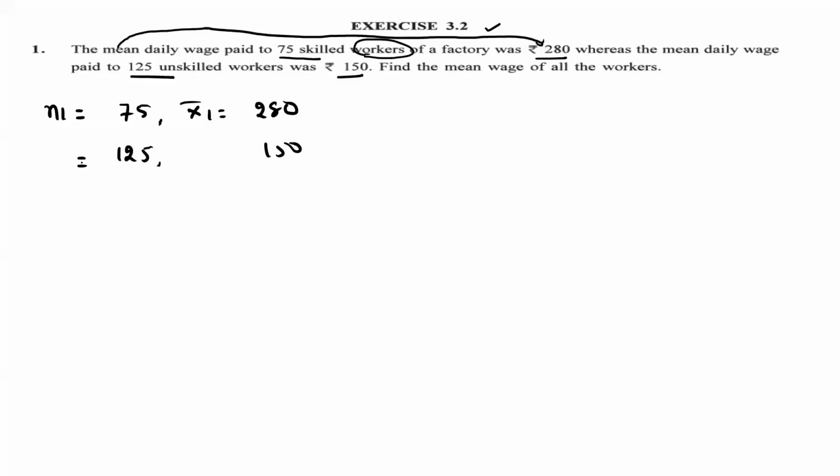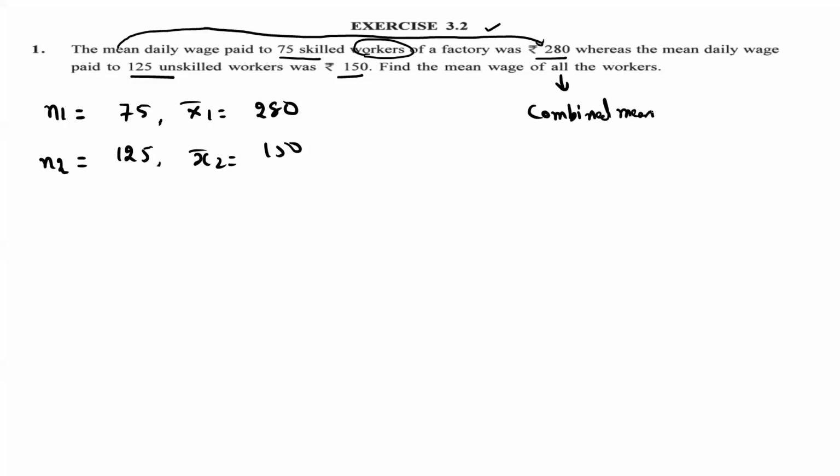Then they are saying that again 125 unskilled workers. So what is this 125? 125 is N2, and their mean is X bar 2, which is 150. Now they are asking to find the mean wage of all the workers. All means what? They are asking to find the combined mean.